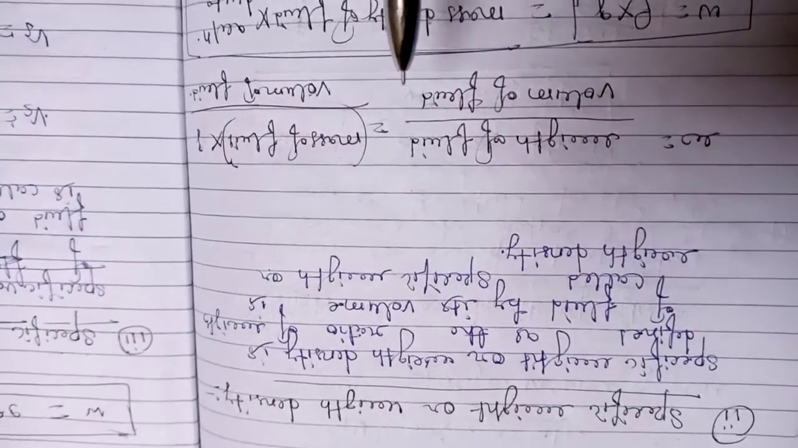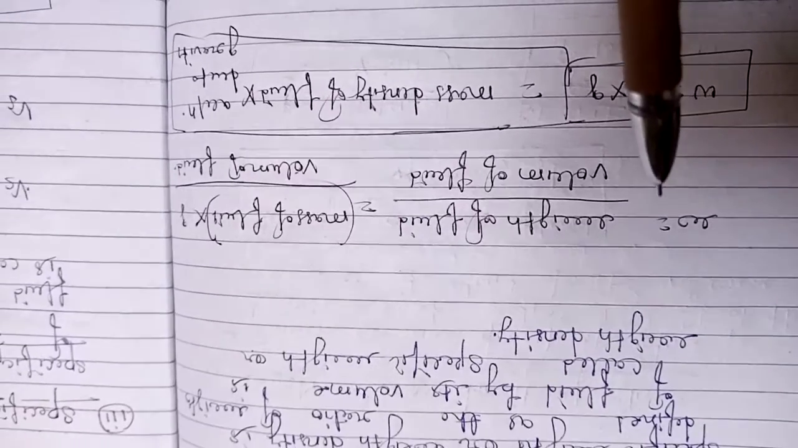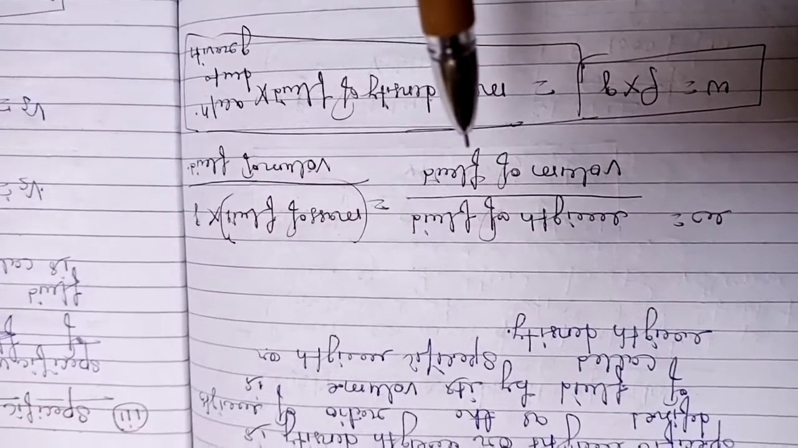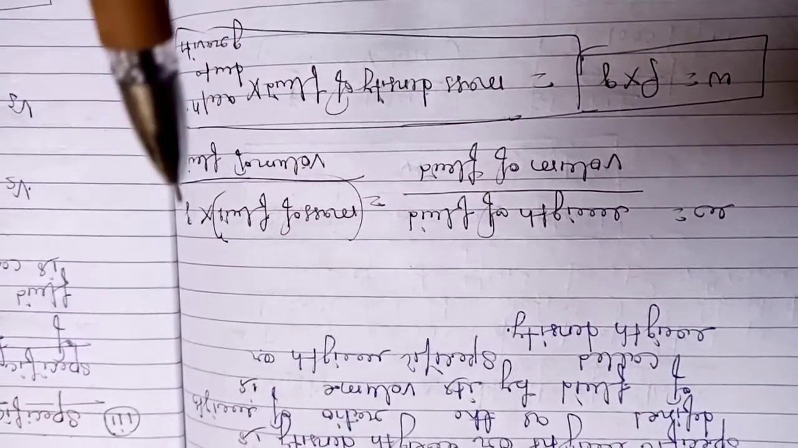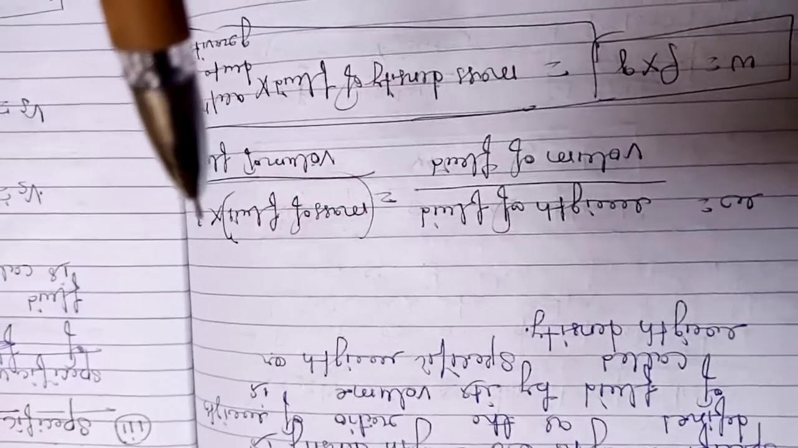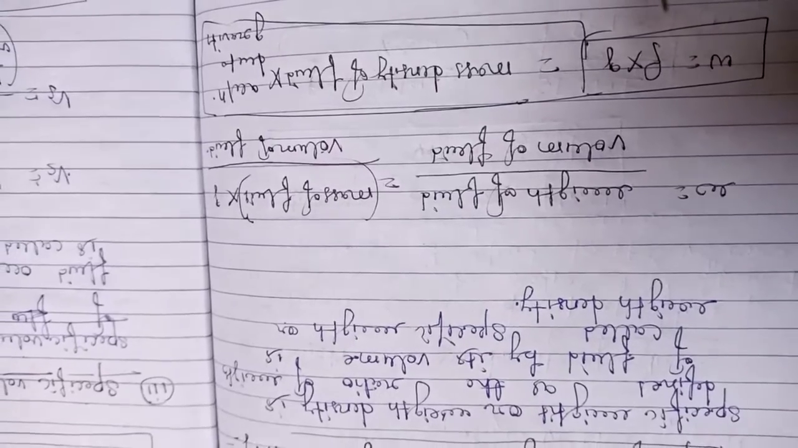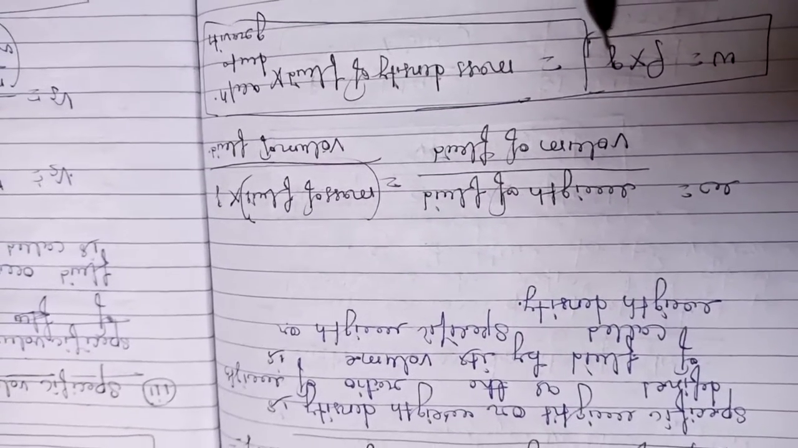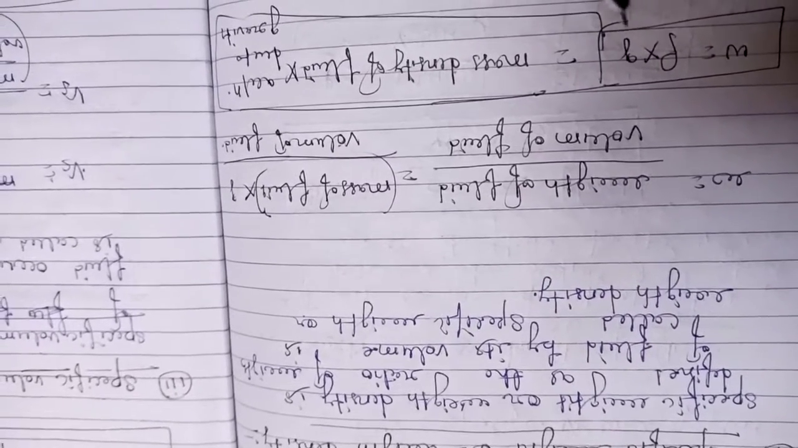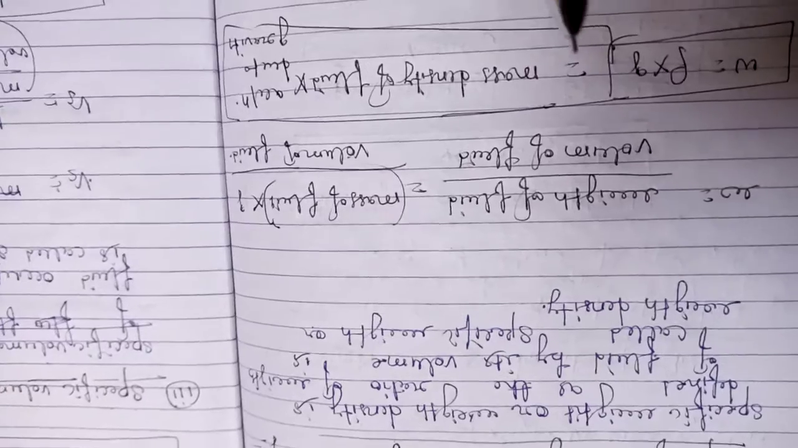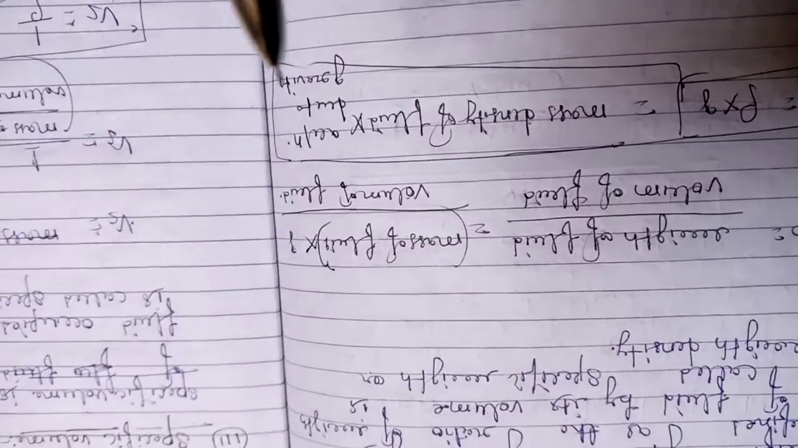Next slide. It is denoted by omega, W. Specific weight is the weight of the fluid divided by the volume of the fluid, that is, mass of fluid multiplied by g, where g is the acceleration due to gravity. So W, the specific weight or weight density, is rho into g: the mass density of a fluid multiplied by the acceleration due to gravity.